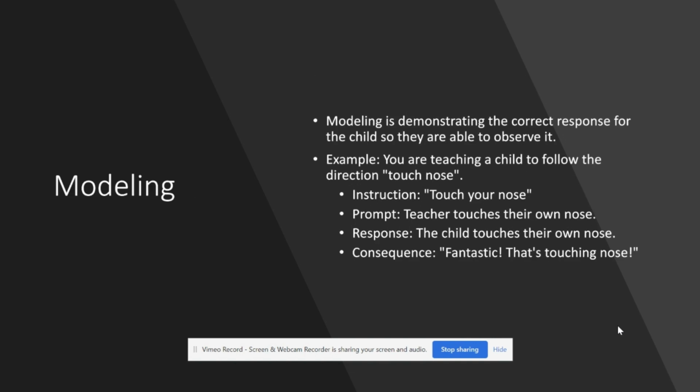The next type of prompt we want to discuss is modeling. So modeling is demonstrating the correct response for the child so that they are able to observe it. So for example, you're teaching a child how to follow the direction touch nose. You say, touch your nose, and then you demonstrate for them by touching your own nose. The child responds by touching their own nose. Then you provide the consequence, the reinforcement, which is fantastic. That's touching nose.